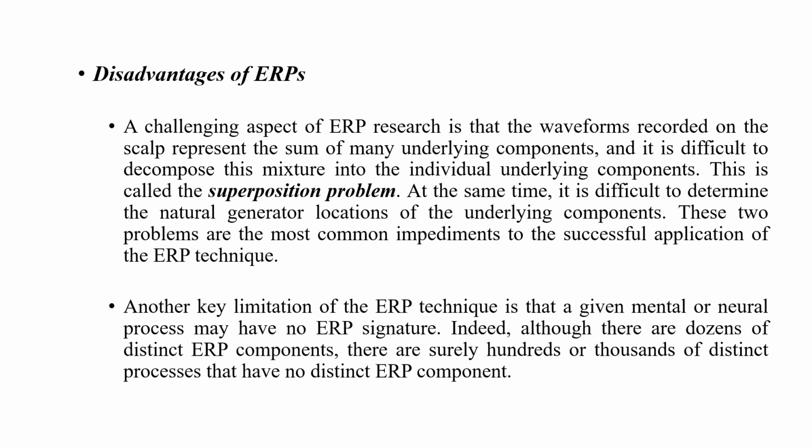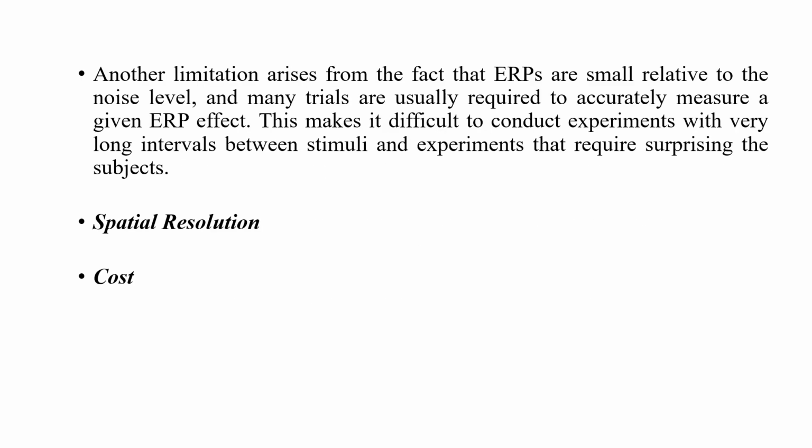Another key limitation of the ERP technique is that a given mental or neural process may sometimes have no ERP signature. So there are obviously dozens of distinct ERP components, but there are also surely hundreds or thousands of distinct cognitive processes that do not have a signature ERP component. So sometimes people may be misled into indicating an ERP component as a measure of a particular process.